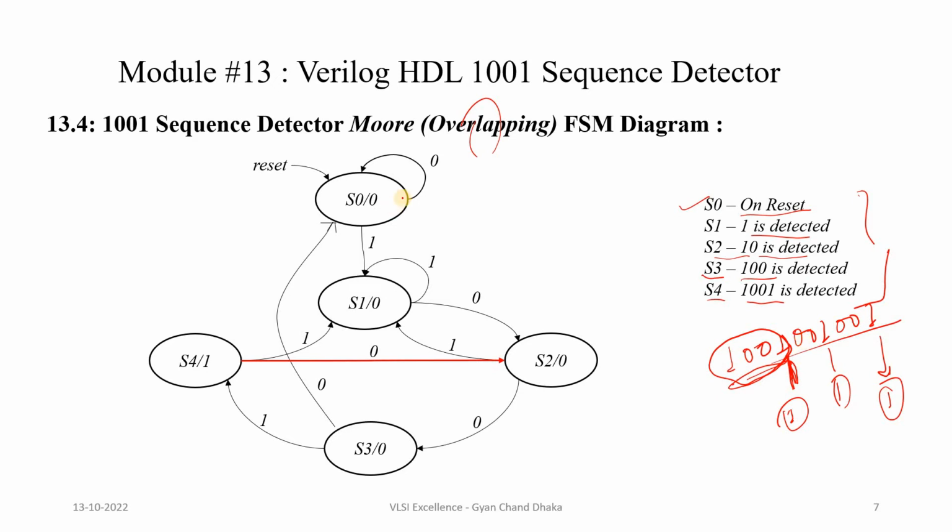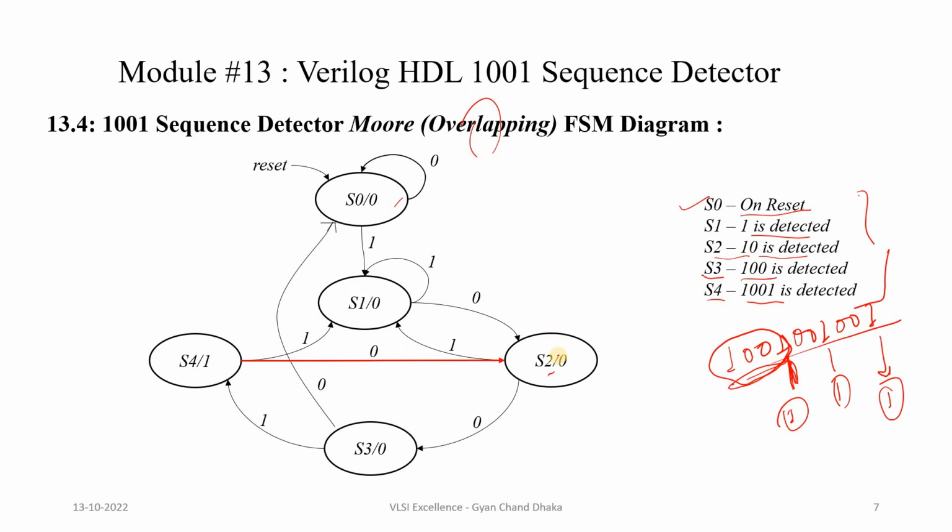By default we are in S0 state. Whenever we are in S0 state and the next bit is 0, we stay in S0 state. Whenever 1 is detected, we go into S1 state. And if we are in S2 state, then if our next bit is 0, we go into S3 state, otherwise we go into S1 state.